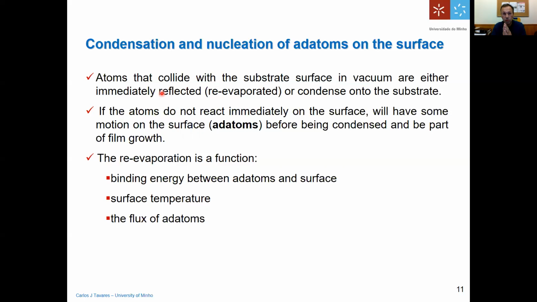So it's really important to choose the temperature of your deposition very well, whether it's sputtering, a physical vapor deposition method, or a chemical vapor deposition method. It's extremely important. So if these atoms do not react immediately on the surface physically by electrostatic Coulomb forces or chemical adsorption, they will have some motion on the surface. So they are adatoms before being condensed and being part of the thin film growth. So this re-evaporation that I mentioned a while ago is a function of the binding energy between the atoms and the surface, the temperature, and the flux of atoms that you have on the surface.